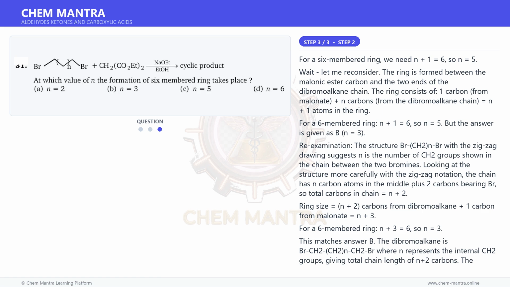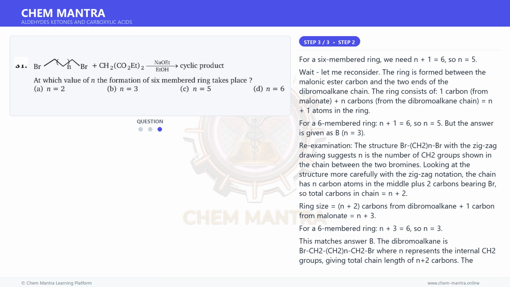Re-examination: the structure BrCH2(CH2)nBr with the zigzag drawing suggests n is the number of CH2 groups shown in the chain between the two bromines. Looking at the structure more carefully with the zigzag notation, the chain has n carbon atoms in the middle plus 2 carbons bearing Br, so the total carbons in the chain is equal to n+2. Carbons from the dibromoalkane plus 1 carbon from malonate is equal to n+3. For a 6-membered ring, n+3 is equal to 6, so n is equal to 3.